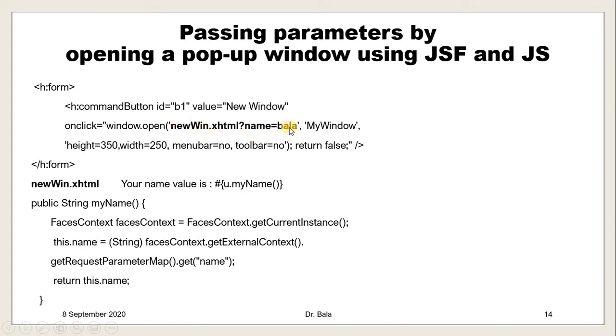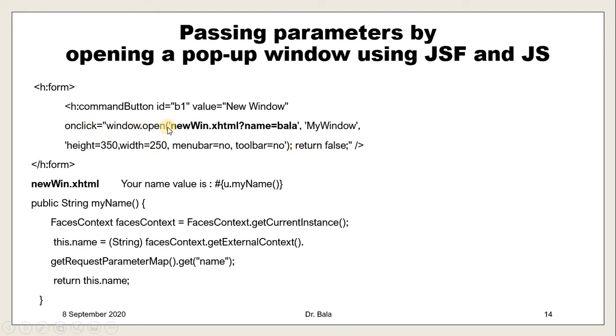So the URL parameter passes the value, and for the open window, what is the title? The title is My Window, and what is the height and width of the window? We can describe the size here: height, what is that? Width, what is that? If you want, you can say no menu bar, no toolbar. A pop-up window usually will not have a menu bar and a toolbar. A normal window can have them. So we plan for a pop-up window. We said menu bar no, toolbar no, and we have to say return false to open a separate window.